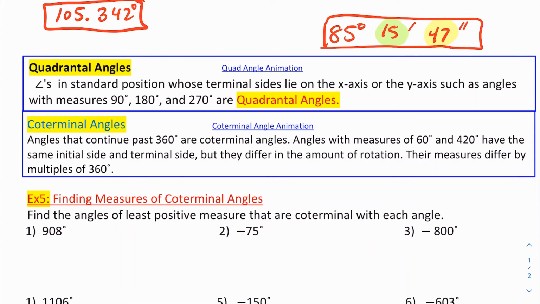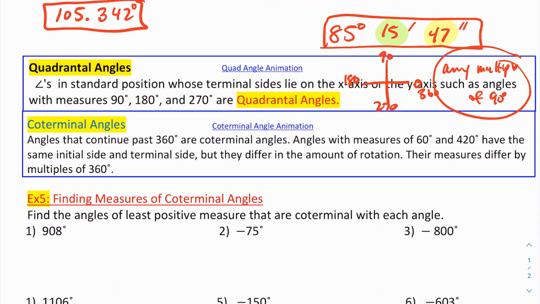Okay, so we have quadrantal angles here. Quadrantal angles are ones that aren't in any quadrant. They actually lie on the x or the y axis. So angles such as 0, 90, 180, 270, 360. Basically, any multiple of 90 is a quadrantal angle. And that's all really there is to know about that.